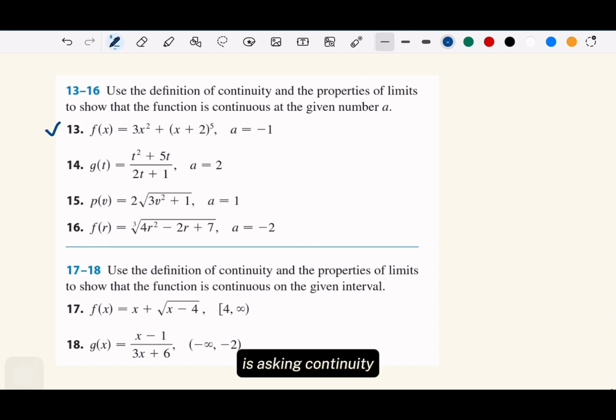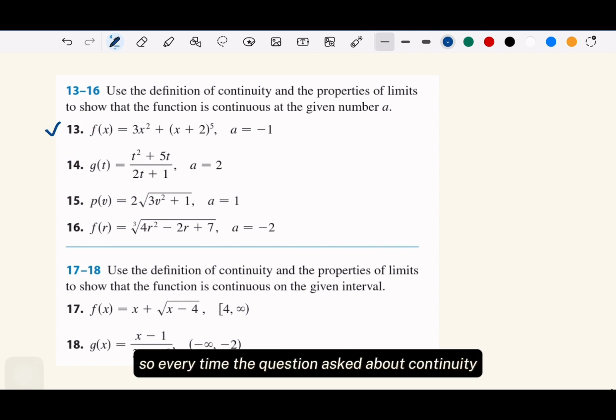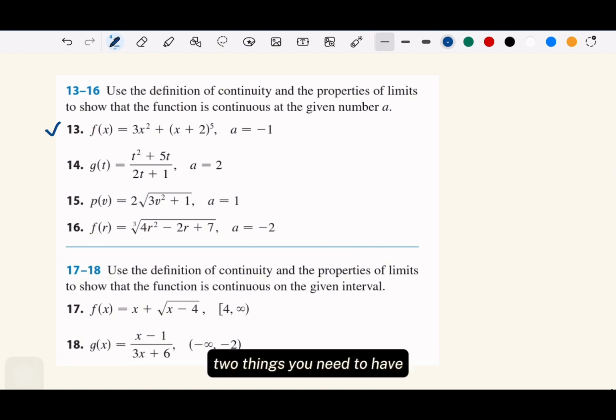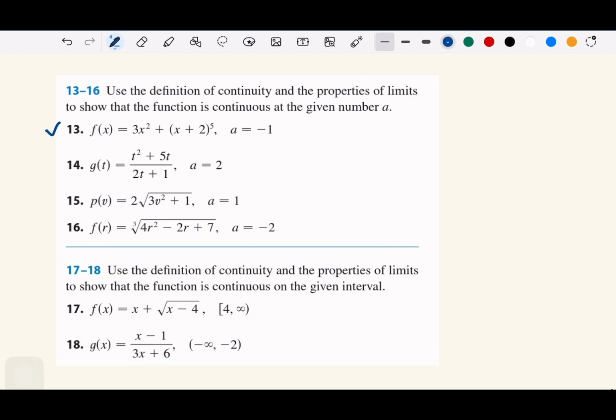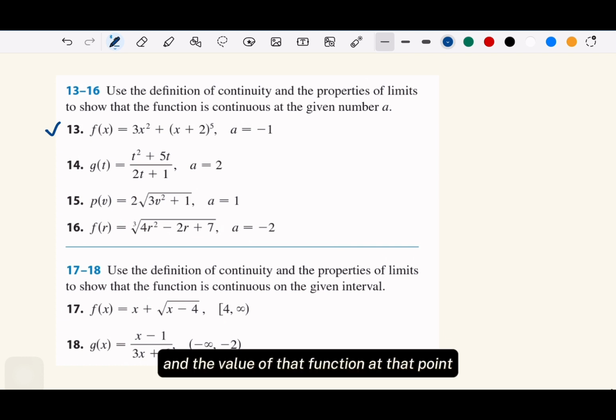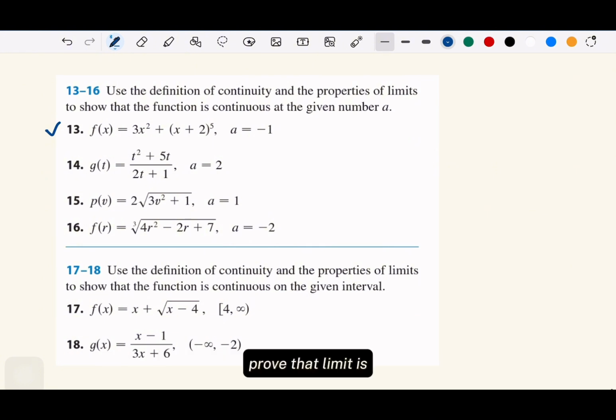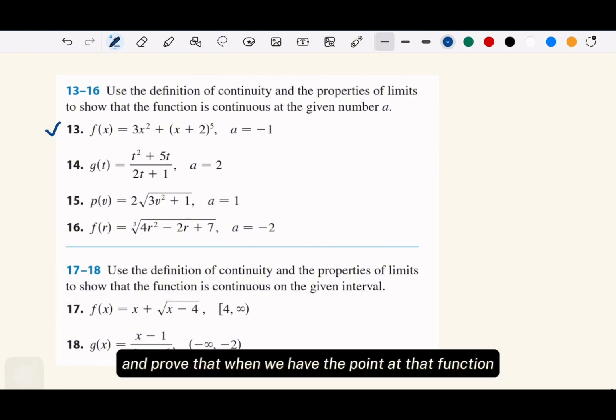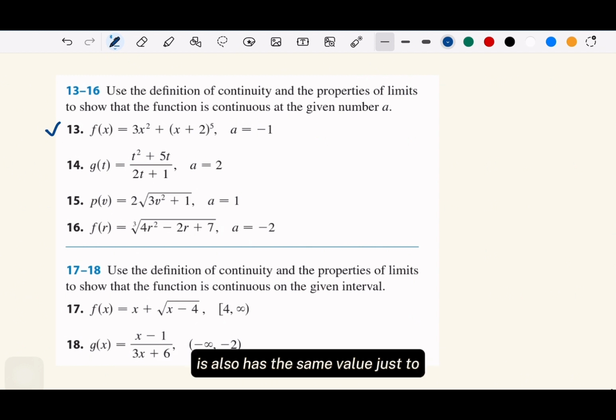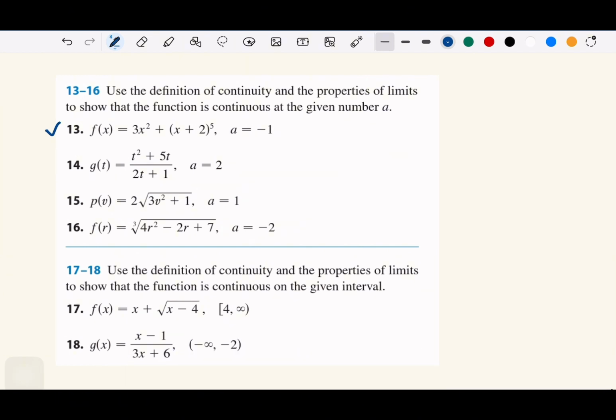Okay, it's asking about continuity. Every time the question asks about continuity, there are two things you need: the limit and the value of that function at that point. Two things. Prove that the limit exists, and then prove that the function's value at that point is the same. Just two, right? Just two. Satisfy those two.